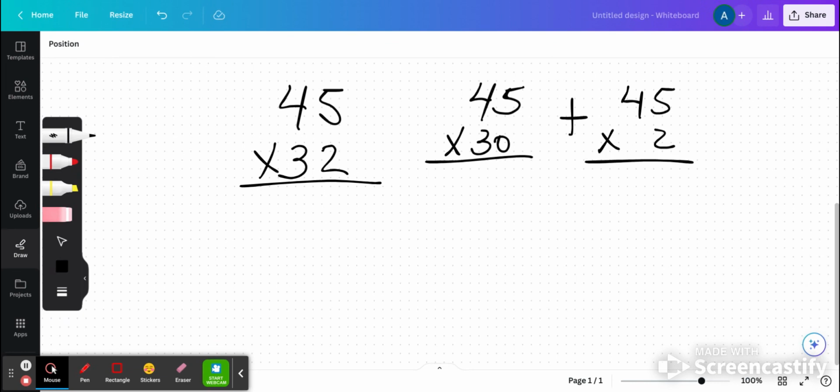Okay, so to start off, we're going to start distributing the 2 to the 45. We're going to go 2 to the 5 and then 2 to the 4. So go ahead and pause the video. See if you can figure this one out and multiply 45 times 2. All right, let's go ahead and check your work. The first step is we are going to multiply 2 times 5. That's going to give us a product of 10.